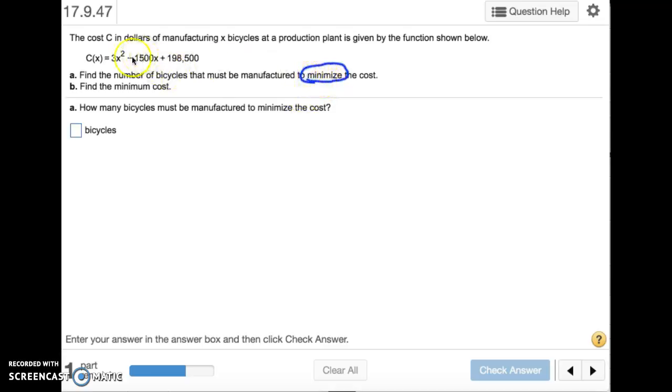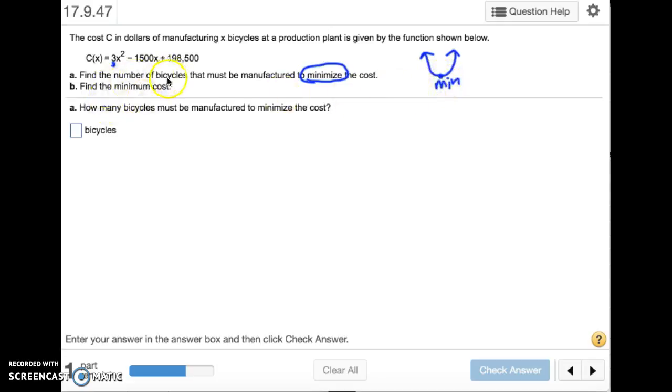Now, what does this graph look like? Well, since this A, the number in front of the x squared, is positive, thinking about my bank account, that would make me smile. So my graph is going to be a parabola that opens up, which means my vertex is going to be my minimum point. So that's what I'm looking for.